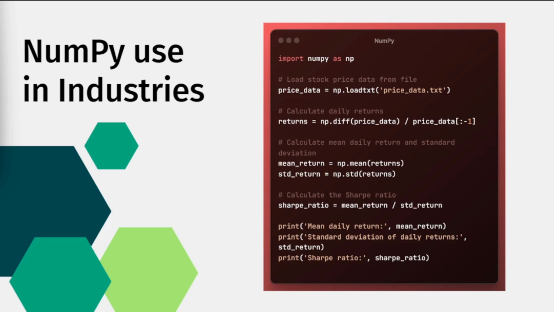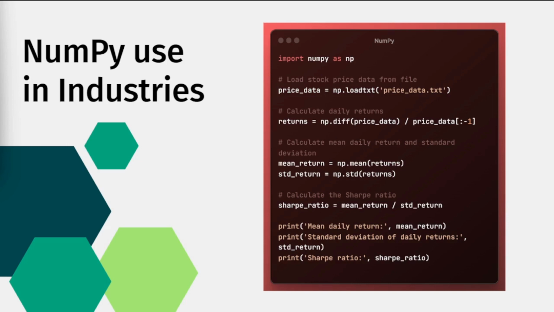Let's look at a specific example of how NumPy can be used in finance. Imagine we have a data set of stock prices for a company over several years. We can load this data into a NumPy array and use NumPy functions to perform the analysis. So in this example, we'll first load the stock price data from a file using NumPy's loadtxt function.